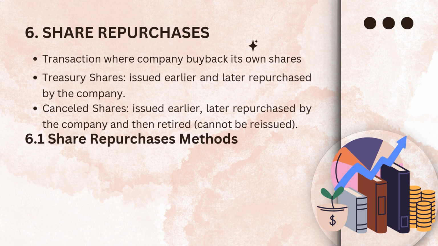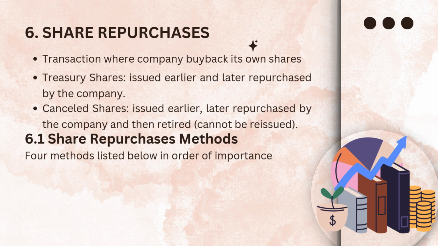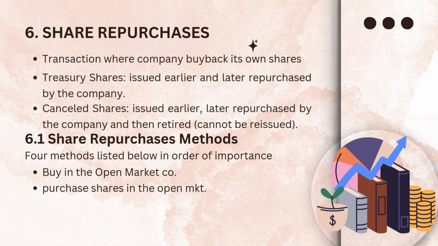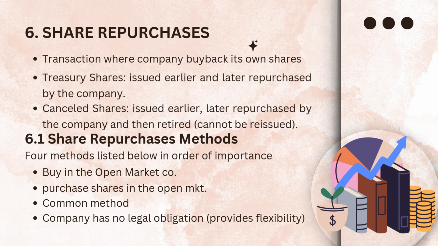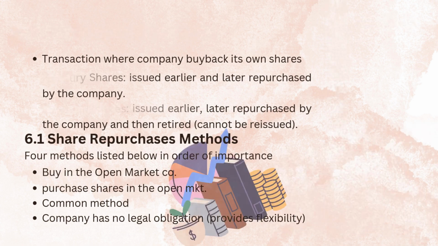6.1 Share repurchase methods. Four methods are listed below in order of importance. Buy in the open market: the company repurchases shares in the open market. This is the common method. The company has no legal obligation and it provides flexibility.